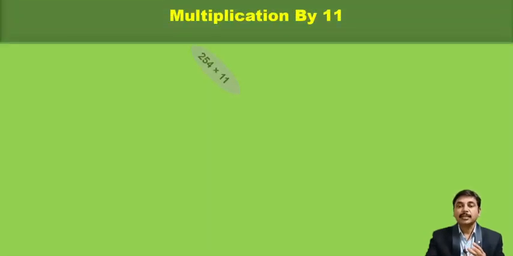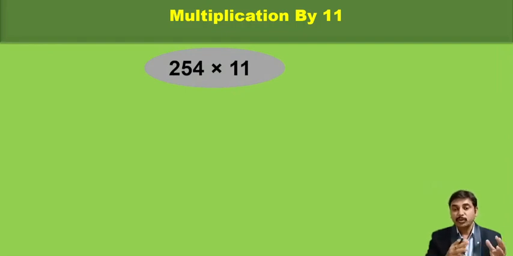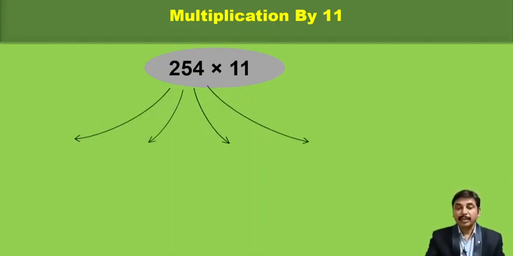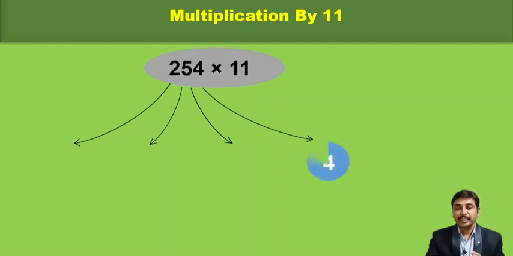So let us start. If you want to multiply 254 by 11, 254 is a three-digit number and we want to multiply this number by 11. So what I will do is spread this number in this fashion. First put 4 as it is, the unit place 4 as it is.